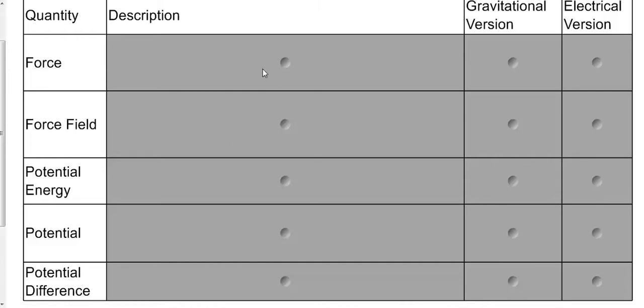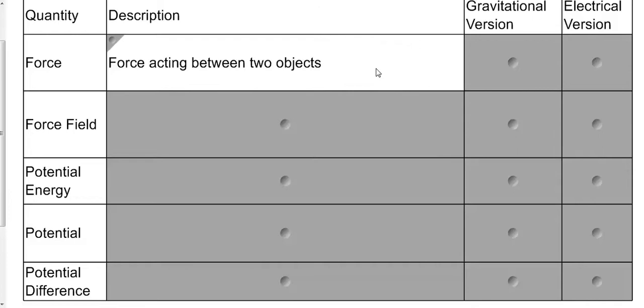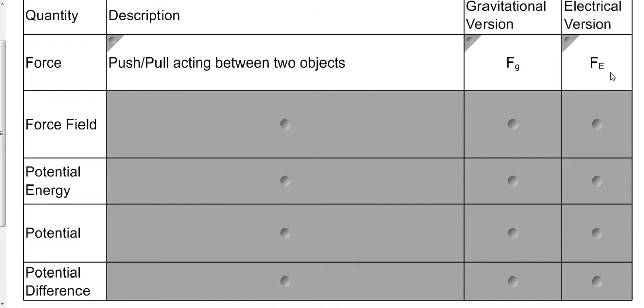We'll start with a description for the easiest one, hopefully, because you've been dealing with force since at least grade 11 physics. What's a force? Well, it's just the force acting between 2 objects. So it's like a push or a pull. Actually, maybe I should write that instead of defining force with force. Let's call it a push or pull. So it's the push or pull acting between 2 objects. All right, and so in the gravitational version, what we actually have is just the force of gravity, which is G m m over r squared. And for electrical, it's just the electrical force, which is k q q over r squared. All right, so that's again pretty straightforward, I think.